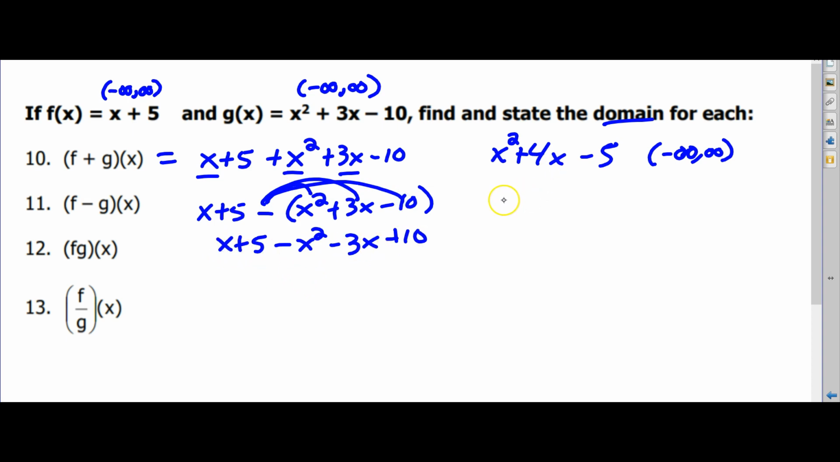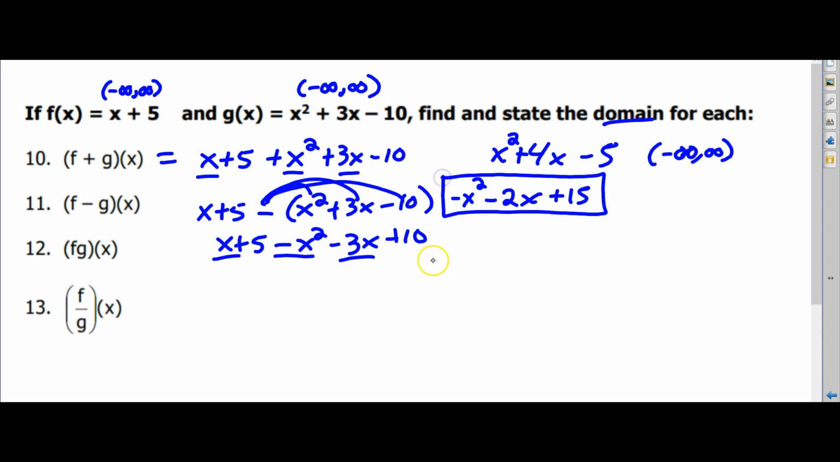So x minus 3x is negative 2x's. The negative x squared just goes out front. And then 5 plus 10 gives me plus 15. So this is my answer to number 11 here. Once again, no square roots, and there's no fractions, so my domain is going to be all reals.